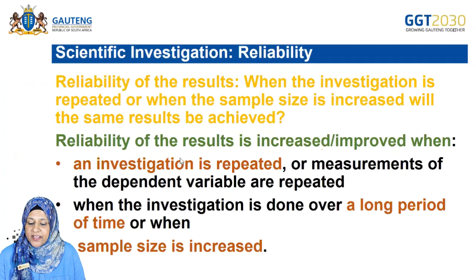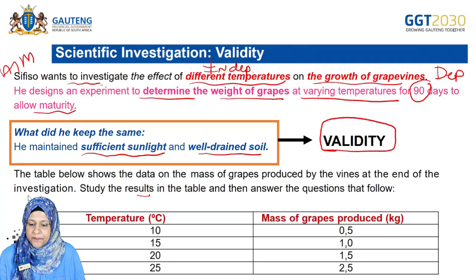Okay, so that's what you get. Let me just go back. So this is now looking at the validity. We are only changing the temperature. Only the temperature can change, nothing else. And we will then work out the mass of the grapes produced. So this is what we are measuring.